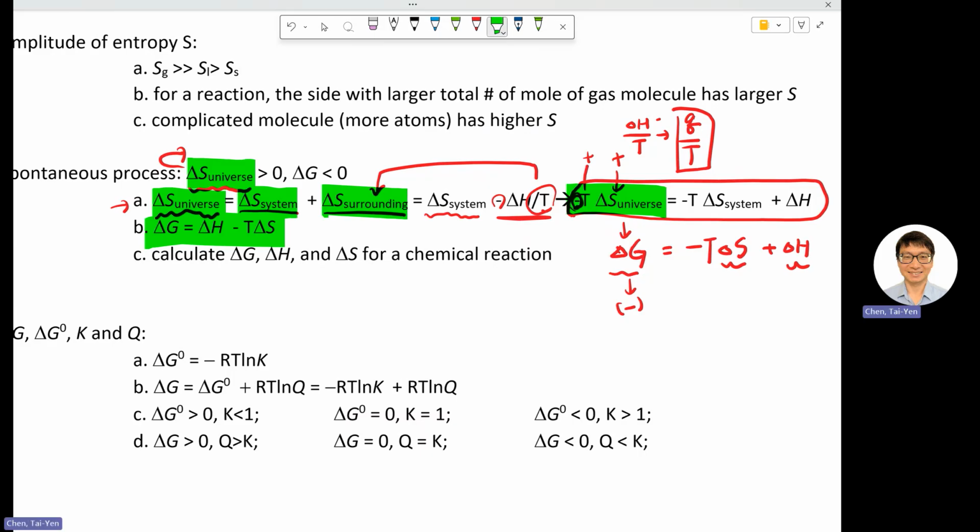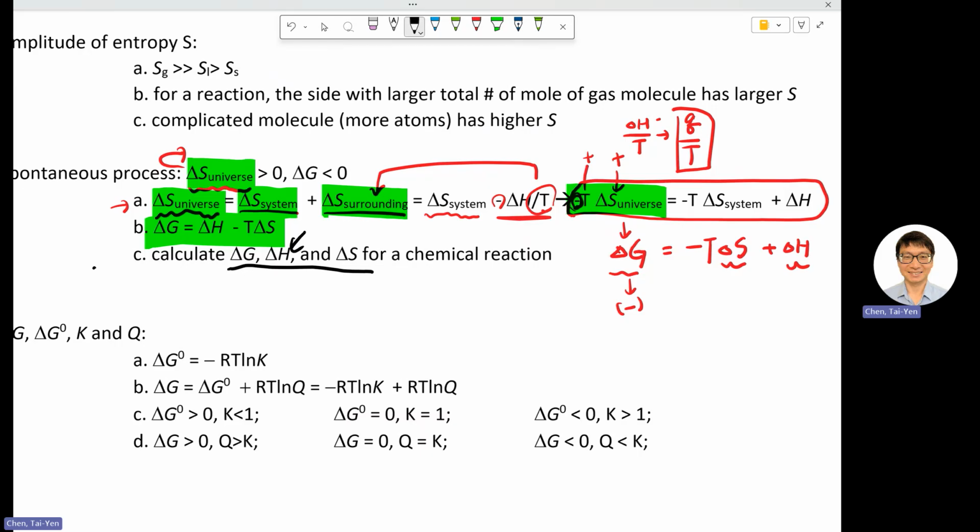All right, so the next thing that we need to learn for this chapter is, if today I give you a table, I give you a chemical reaction, how am I going to use the information in the table to calculate the delta G, delta H, and delta S for a given reaction. You practiced a lot for the delta H calculation in Chem 1, and what we're going to do today is explain that so you know how to calculate your delta G and delta S.